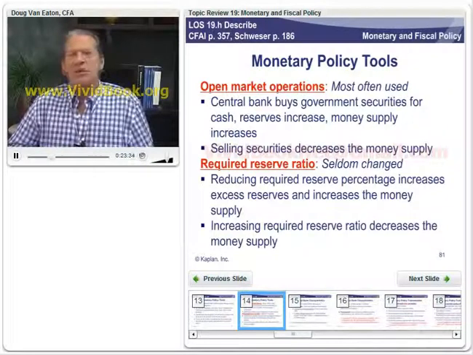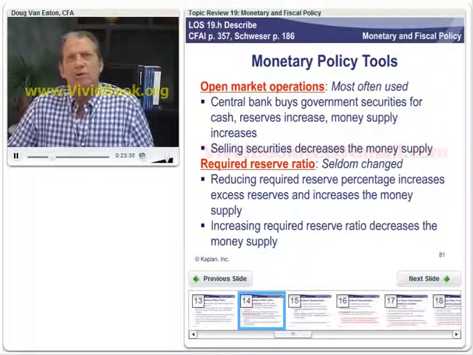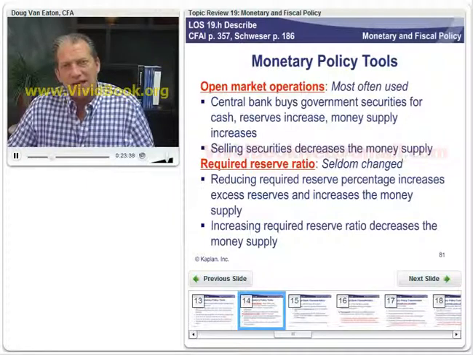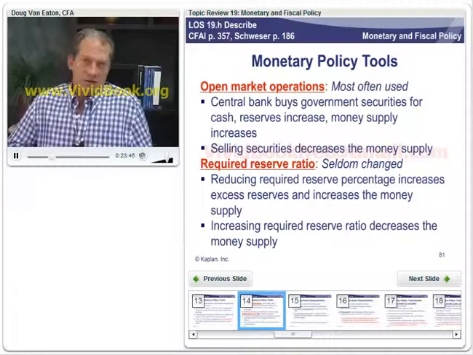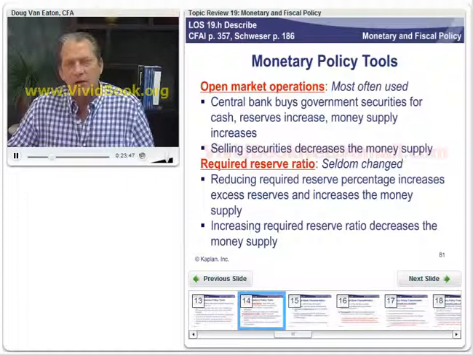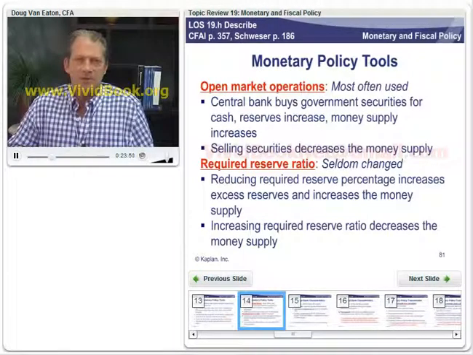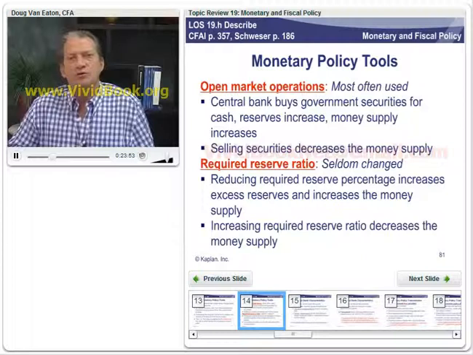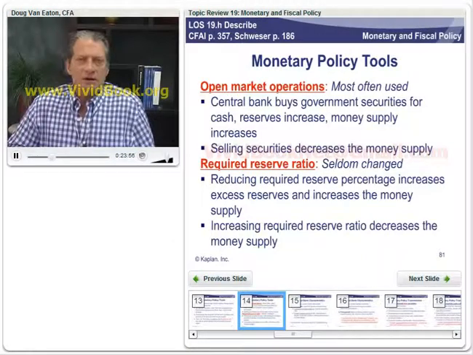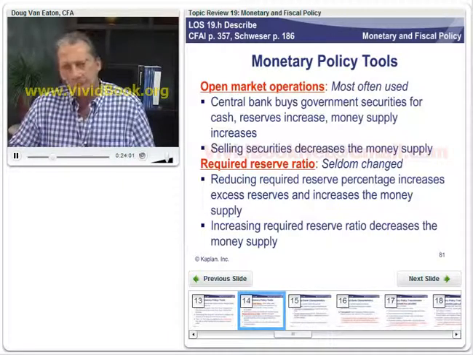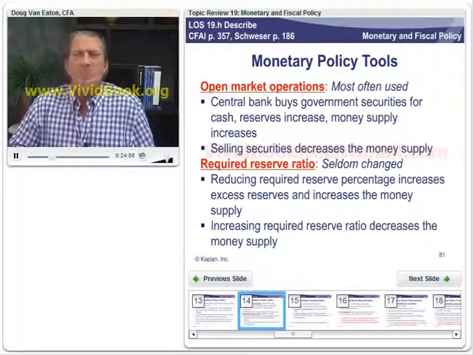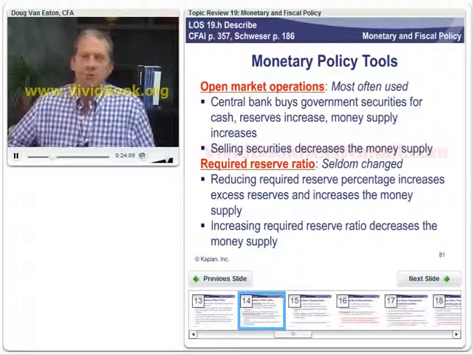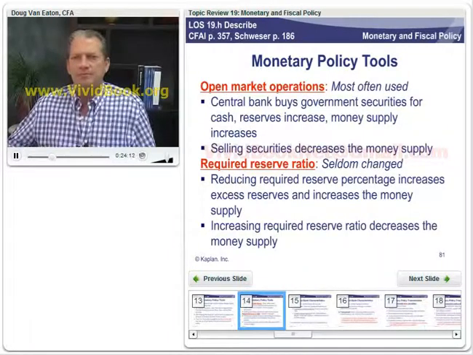If they decrease this percentage of reserves, the required reserve ratio, that allows banks to lend more and increases the potential deposit multiplier and increases the money supply. Increasing the reserve ratio has the opposite effect. Now, this is not an often used tool, but we've seen it used over the last few years. The Chinese banking system has adjusted their reserve requirements to make changes in the rate of growth of their money supply. So those are the three tools.